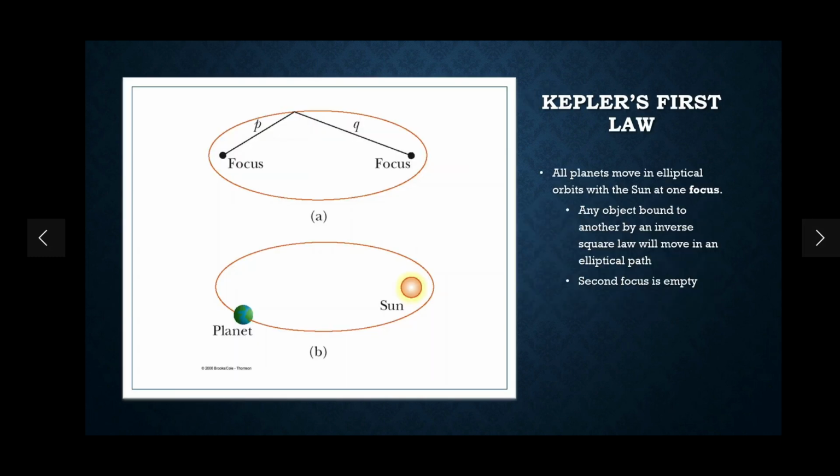Let's talk about Kepler's first law. All planets move in elliptical orbit with the sun at one foci, and any object bound to another by an inverse square law, or the one that we took in the beginning of this session, will move in an elliptical path. This also states that the second focus or foci is always empty. This is a constant.